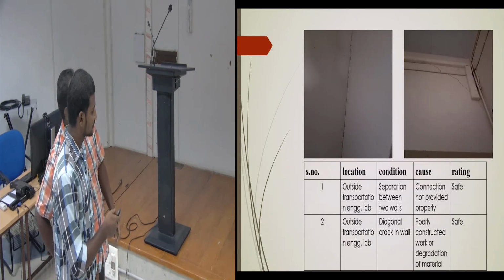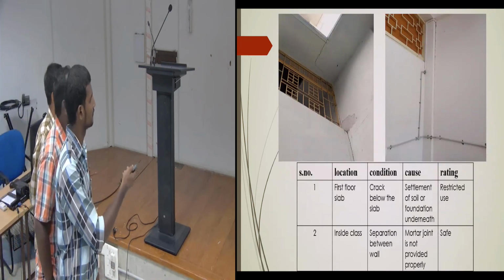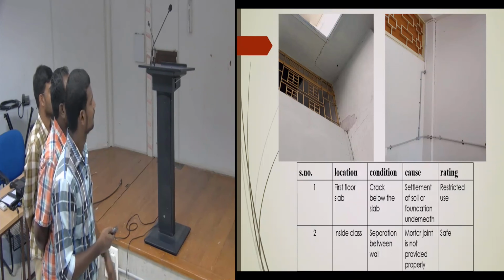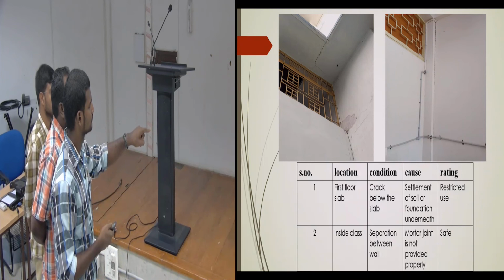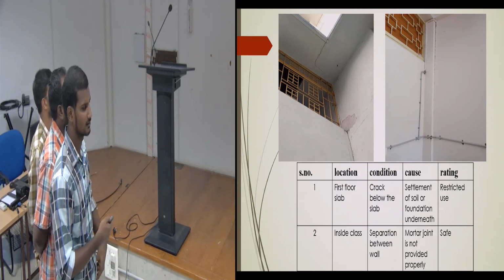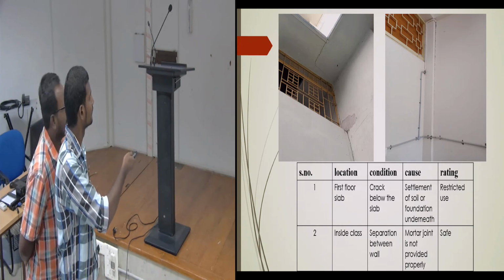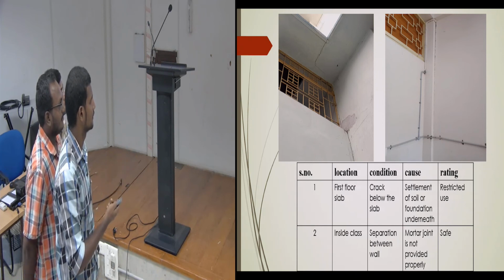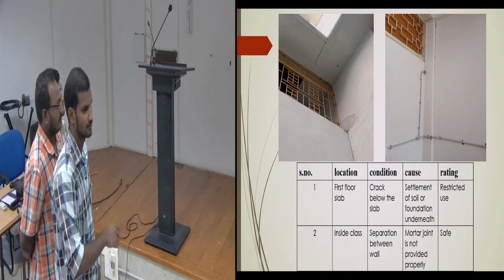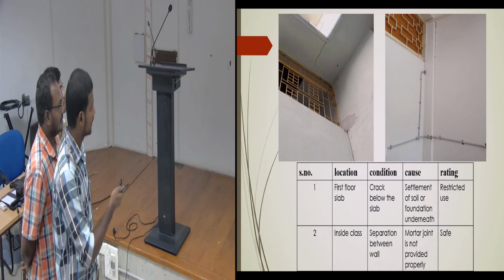So this is on the first floor itself. This is the first floor slab. Outside, if you see out the window, there is a slab, a sunshade kind of thing, and there is a crack right here. That may be due to the sedimentation of the soil or foundation underneath. It must have gone down. So you are rating it as restricted use, and there are even cracks here also.